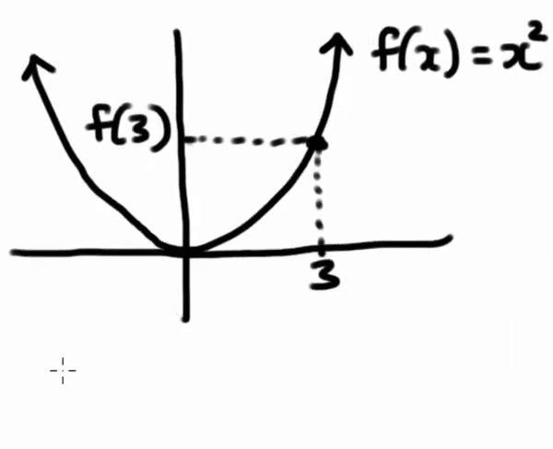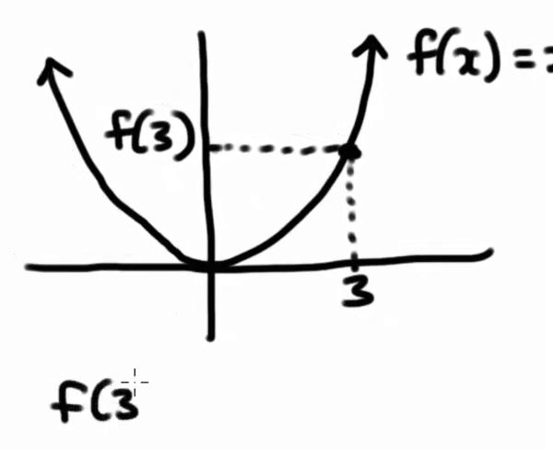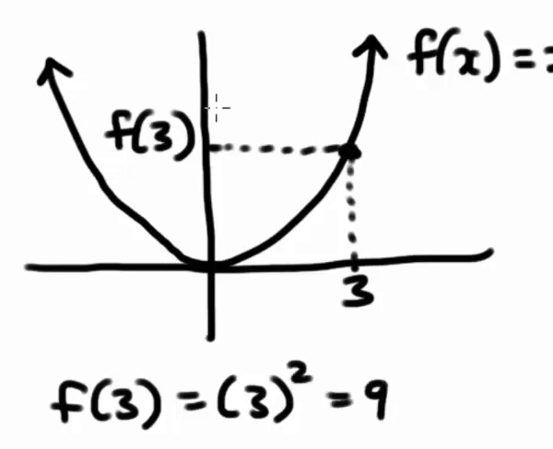Well, that's pretty straightforward. You just go f of 3 and you plug it into the equation, which gives you 9. In other words, that's the point x is 3, y is 9. That is the point (3, 9). The y value is 9. It's the f of 3. It corresponds to x is 3.